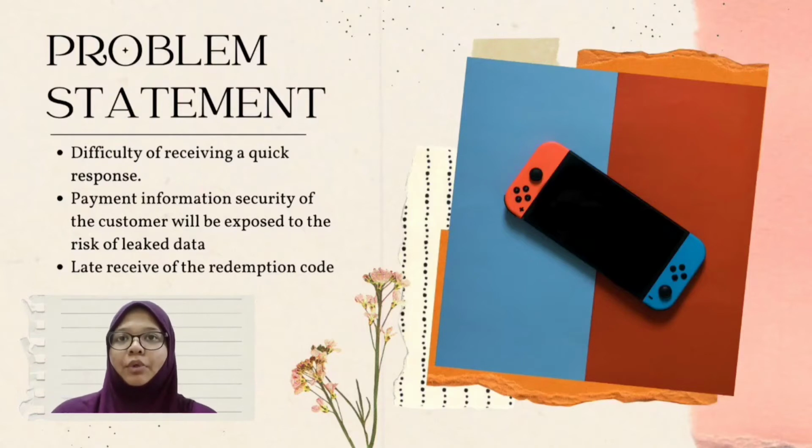Next, the second problem faced by Nintendo is the problem of information security, where the payment information of the customers will be exposed to the risk of leaked data. When the security of Nintendo's data is compromised by others, the record of Nintendo will be affected and the customers will be offended. And lastly, the third problem is that the customer may not be able to access the game because of the late receipt of the redemption code. The reason is that it will become lagging and lead to a system error.